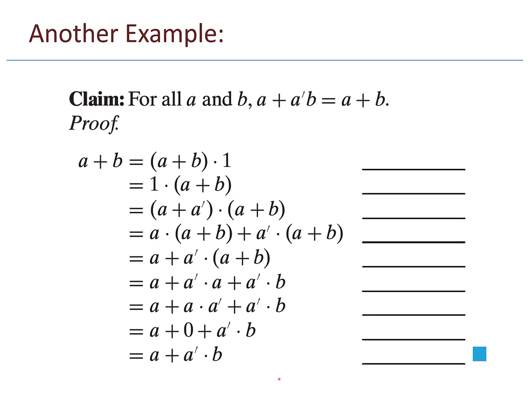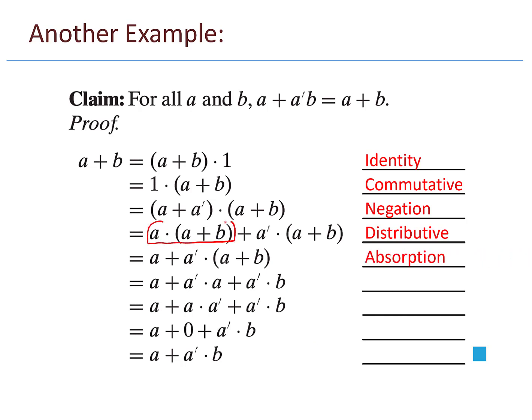And here are the solutions. Identity, commutative, negation, distributive. In this case, I've taken the quantity a plus b and distributed it across the plus. The next one is tricky, and this reason is absorption. So this whole expression, a dot a plus b, that got turned into a by the absorption property.